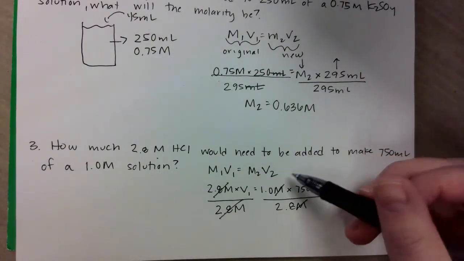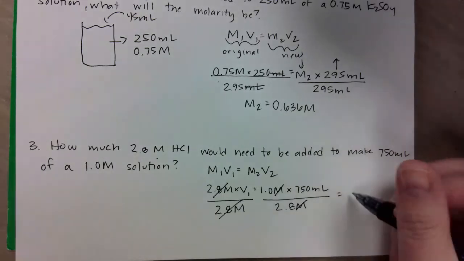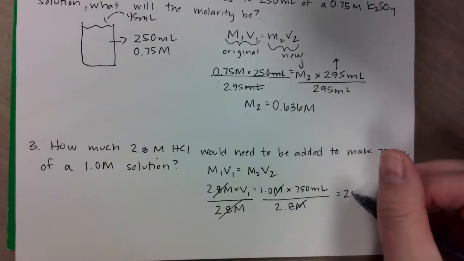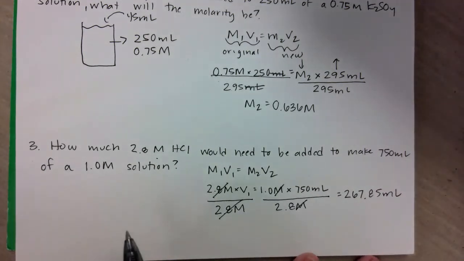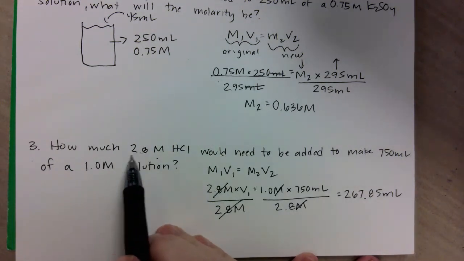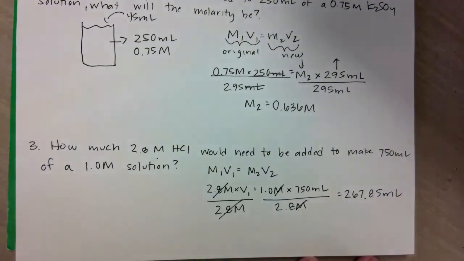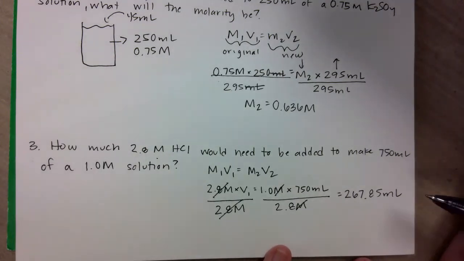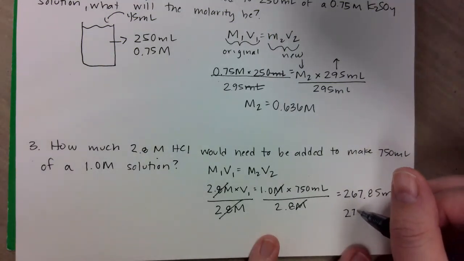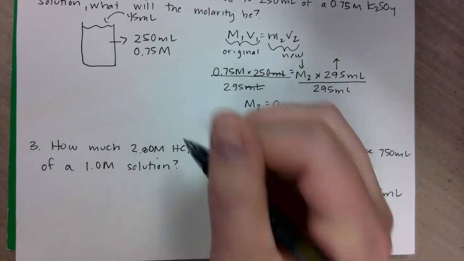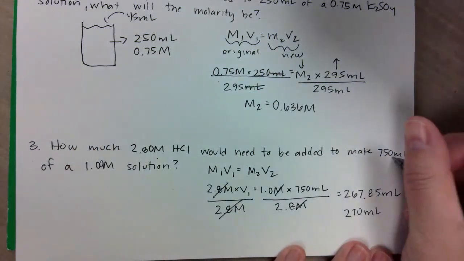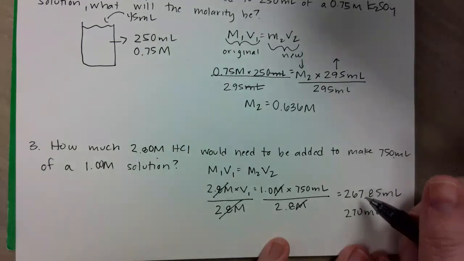When I do the math, I take 1 times 750 divided by 2.8, and I get 267.85 milliliters. Now, if you look at the numbers we start with in this problem, I've got 2.8, 1.0, and 750. All three of these have 3 significant figures. This 0 here is just a placeholding 0. So my answer, in theory, should be 270 milliliters. Now that's crazy for making a solution. Realistically, I should have written this problem more carefully, and then I could have just said 268 milliliters.